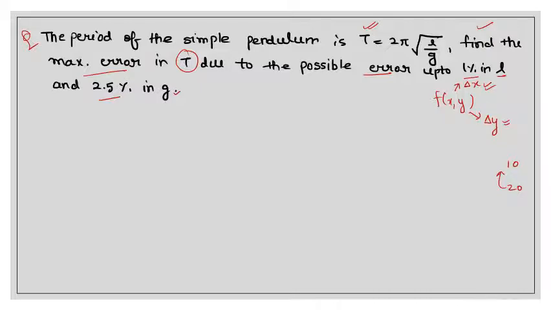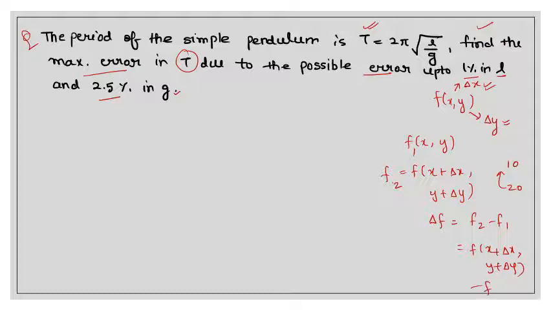Now your new value of the function, with the changes, will be f of x plus del x, y plus del y. This will be your new f. You can say this was your f1, this is your f2. Now if you have to find the change del f, that will be f2 minus f1, that means f of x plus del x, y plus del y, minus f of x, y, correct? So this is how you can calculate approximations using partial differentiation.